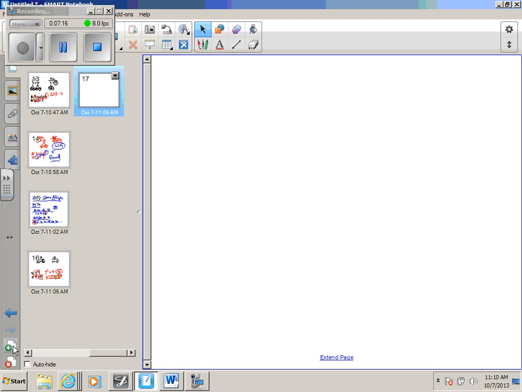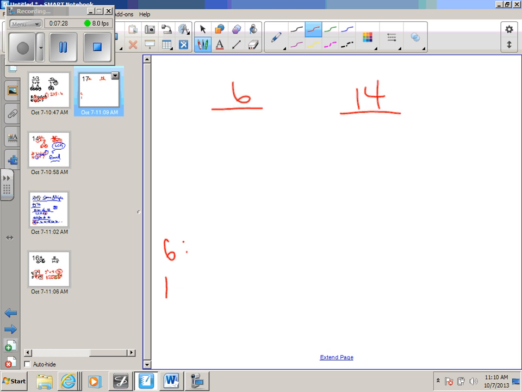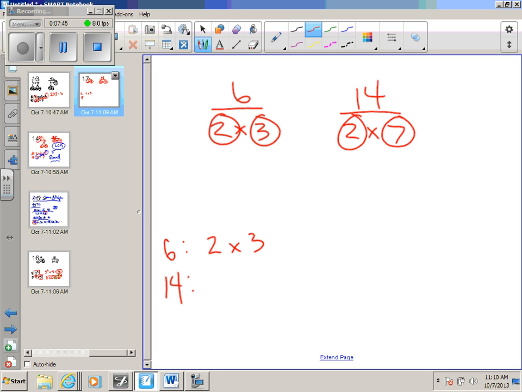Let's go with a 6 and a 14. Prime factorization for a 6. And those are both on my list. Prime factorization for a 14. Larissa. Sure, 2 times 7, 7 times 2.